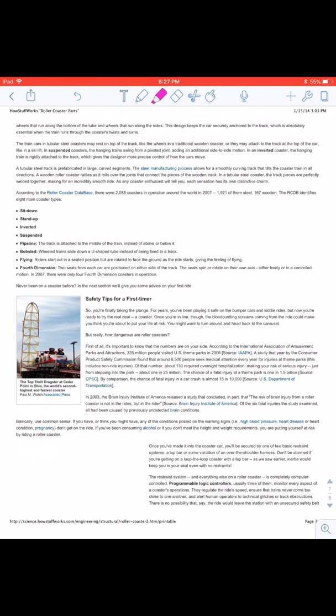Fourth dimension, 2 seats from each car are positioned on either side of the track. The seats spin or rotate on their own axis, either freely or in a controlled motion. In 2007, there were only 4 fourth dimension coasters in operation.